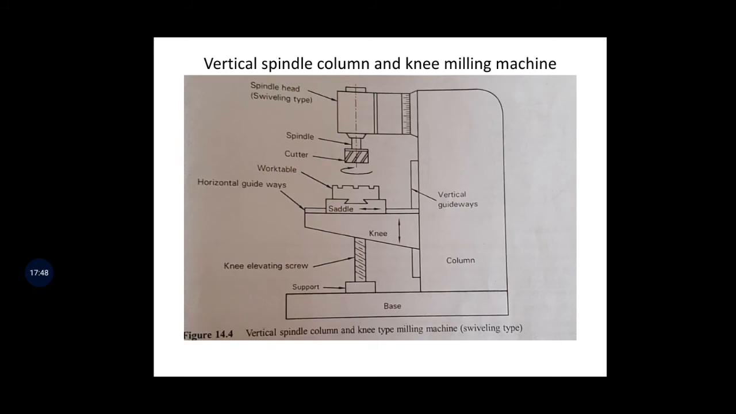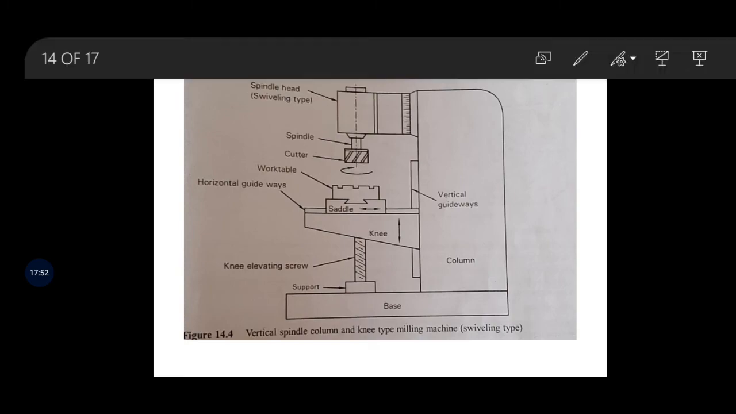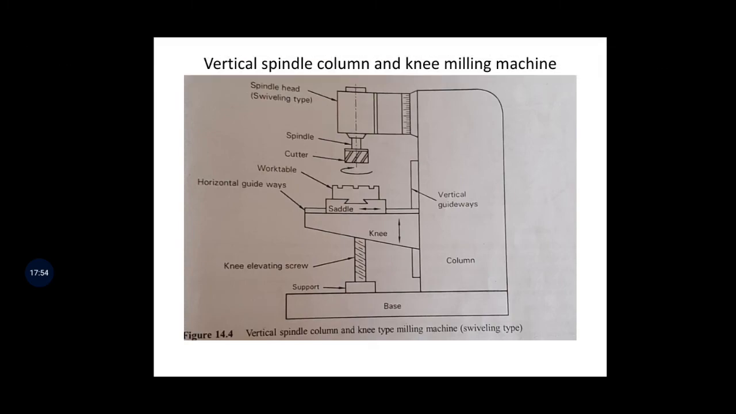Next is the vertical spindle column. Here you have the vertical spindle, with the spindle in the vertical direction. You can see the cutter here, the spindle head, swivel type, saddle, work table, vertical guideways, column, base, support, and elevating screw. Everything is the same, but the spindle is in the vertical direction, with the milling cutter.